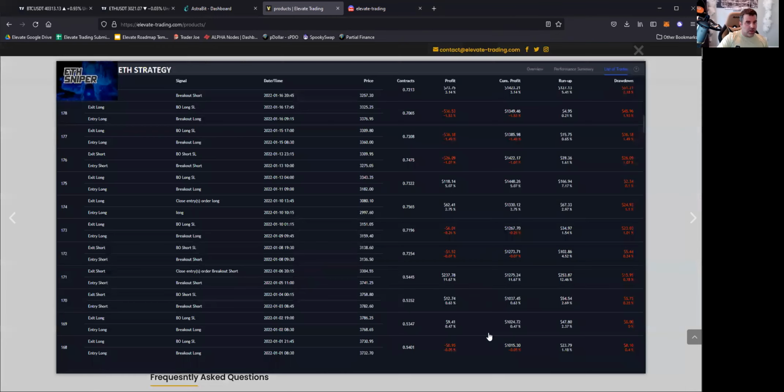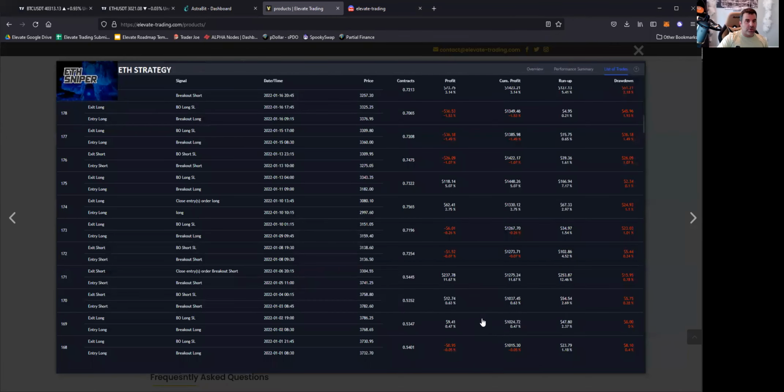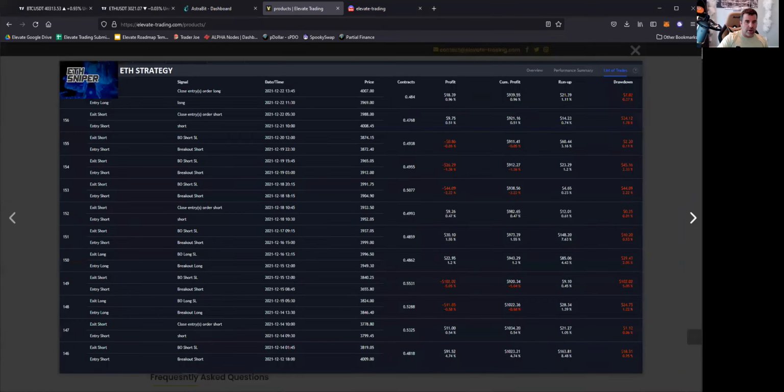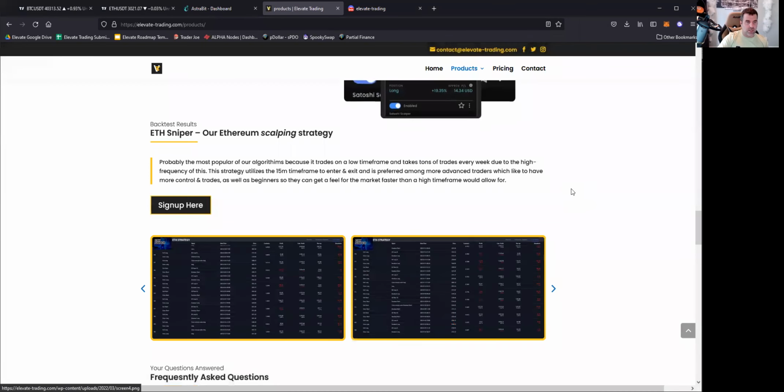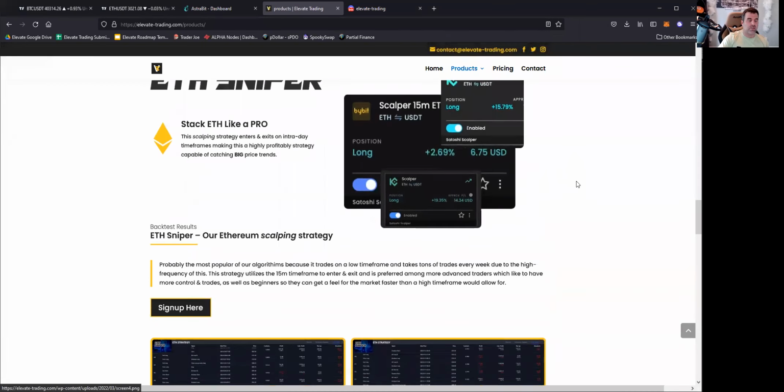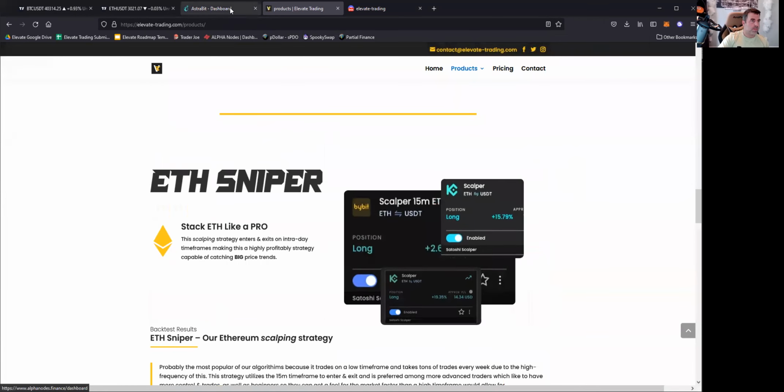But again, it's not perfect. No strategy or bot is. It will take some losses and it will have some great wins. So just keep in mind that it's not going to print money every 15 seconds like it's the Matrix. Doesn't happen.